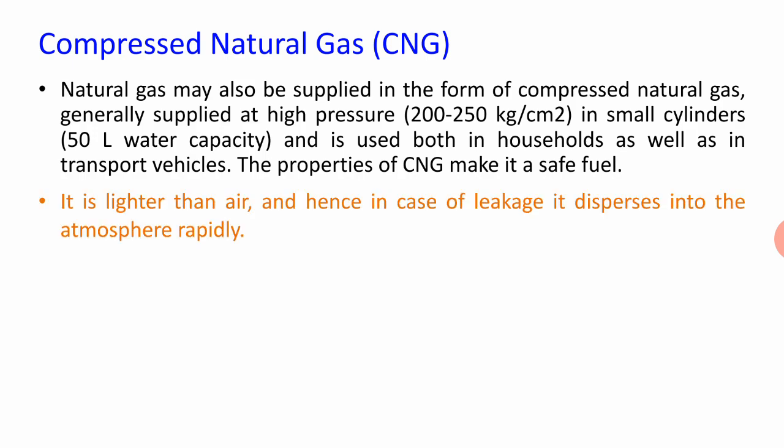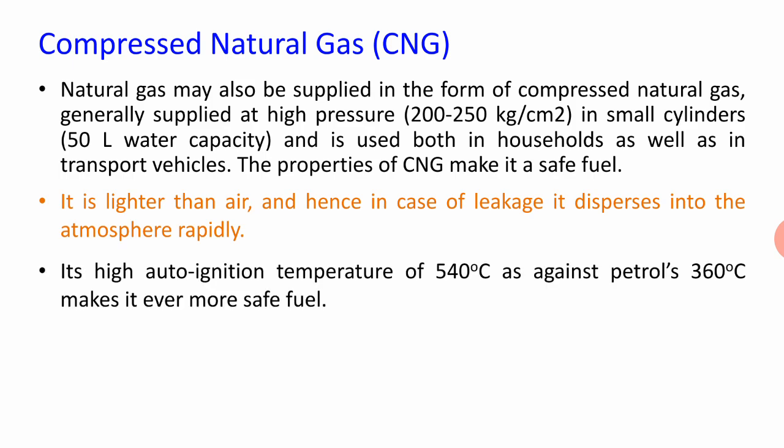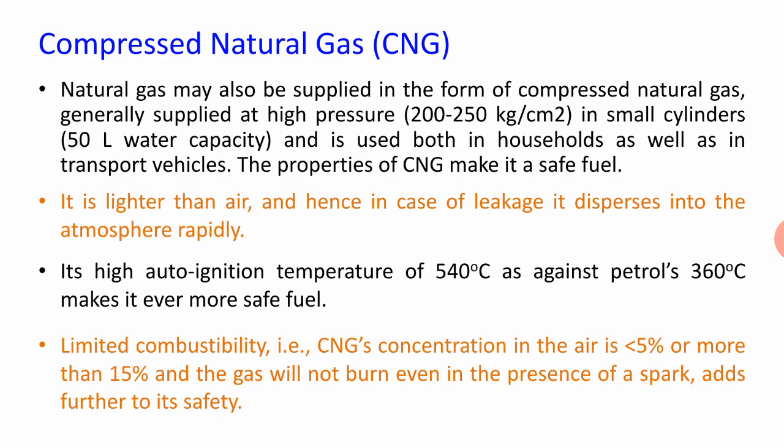In this case, what will happen if any leakage occurs? It will be dispersed into the atmosphere rapidly, because it is non-corrosive and non-pollutant. Its auto ignition temperature is around 540 degrees centigrade, but for petrol it is 360 degrees centigrade. So compared to petrol, it is much better. You can avoid detonation or the knocking process when self auto ignition takes place in IC engines.